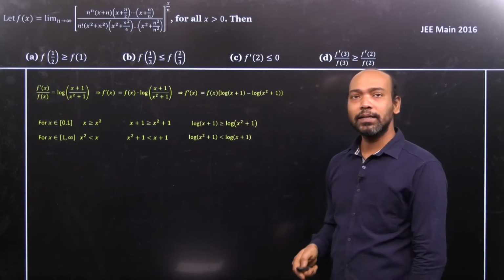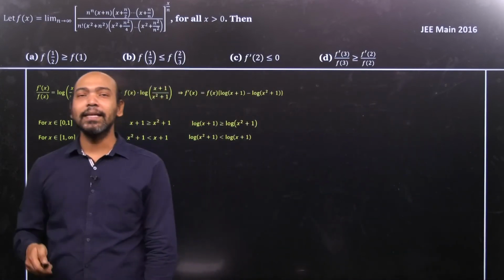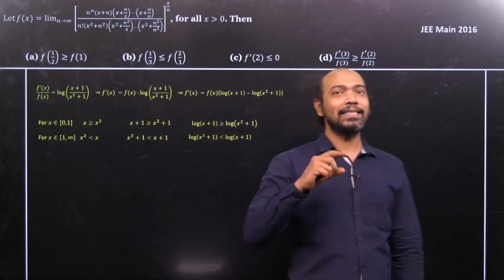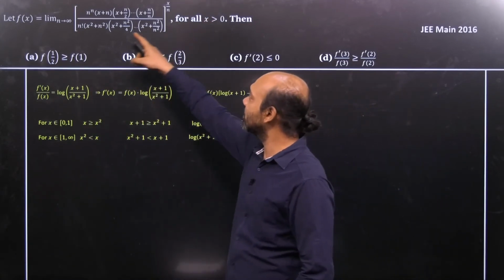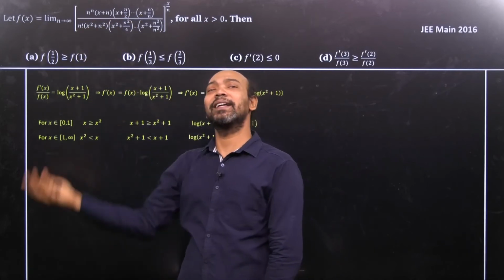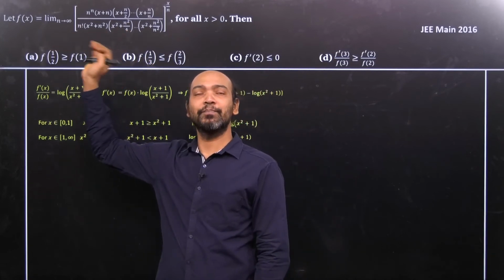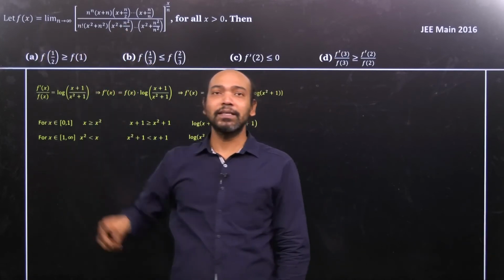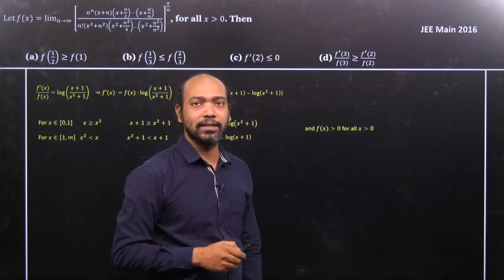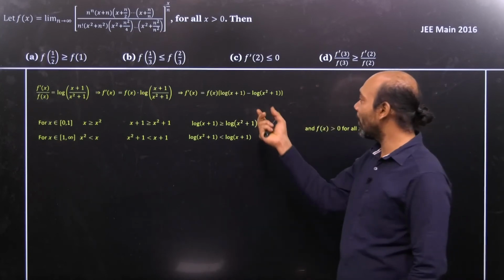Why? Because in our case f(x) is always greater than 0, since x is greater than 0. If x is greater than 0, all the values are natural number additions or products, so we cannot get a negative number. So this always gives you a positive number. That's why f(x) is greater than 0. So for all x greater than 0, f(x) is greater than 0. Therefore the change of sign of f'(x) depends on this one.